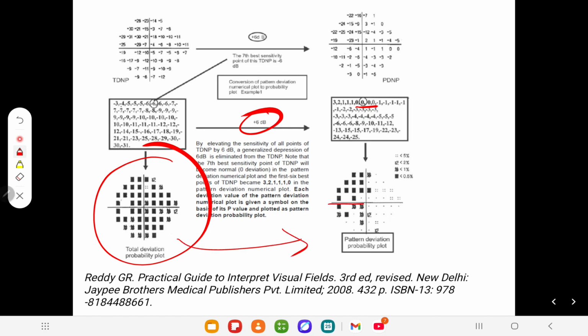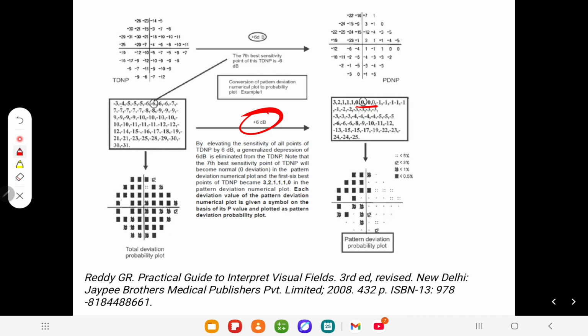Yes, you recognize this quadrant has darker effect, and this half, the right hand side, is less defective than the left hand side, isn't it? So you can see patterns, isn't it? This quadrant is more defective, isn't it? So from the pattern deviation plot, you can see patterns.